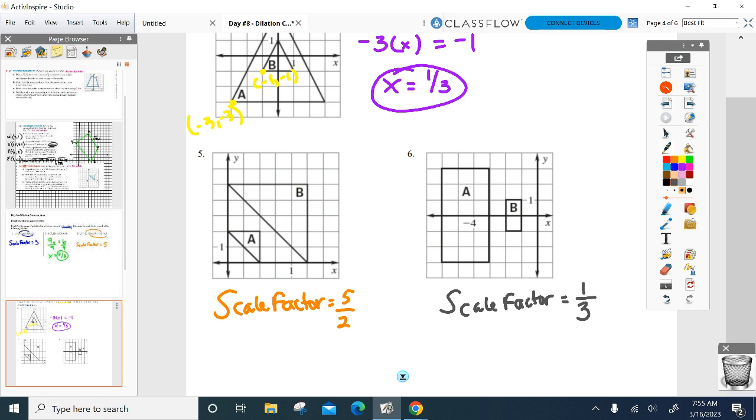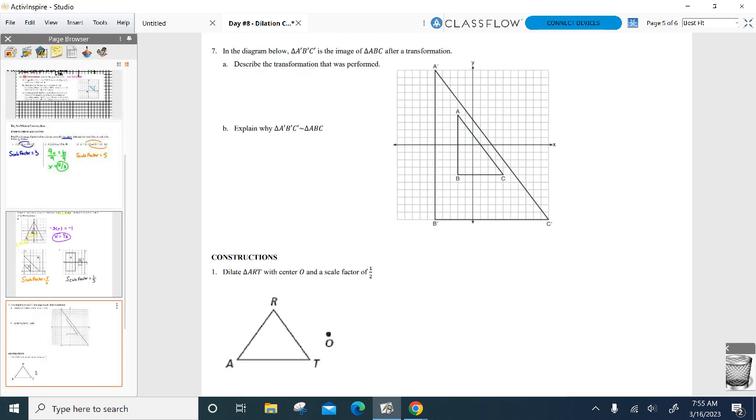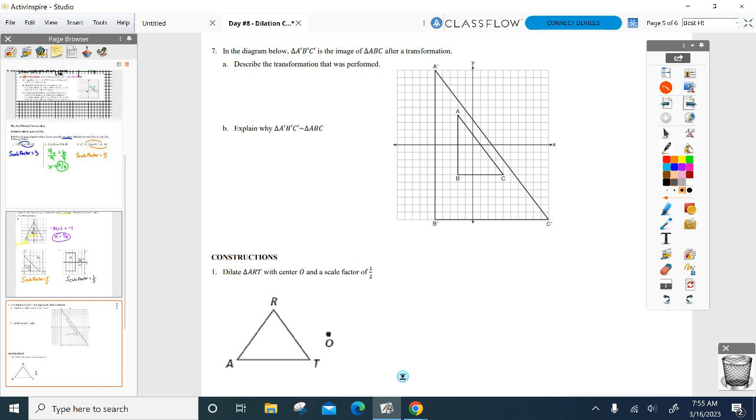And look, honestly, guys, am I ever going to have you find a scale factor that's not around the origin? No. Okay, I won't do that to you. All right, here we go. One more before we pick up the compass.